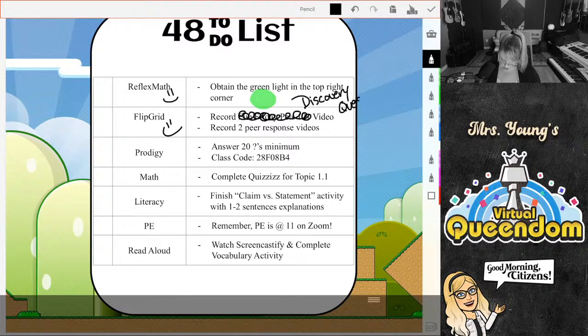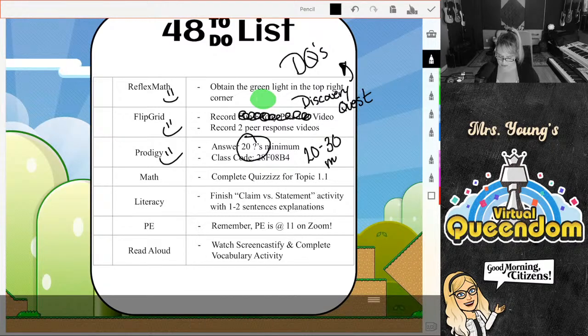We're going to get started with our Discovery Quest. We affectionately call them DQs. And your question for today is, if you were to research something fun, something that you want to learn more about, what would it be and why? So from there, make sure for Prodigy, you've got your 20 questions minimum. That should take you roughly between 20 and 30 minutes to get to 20.